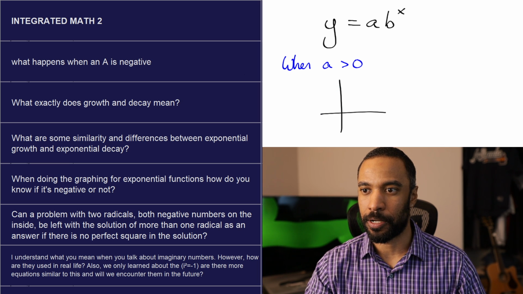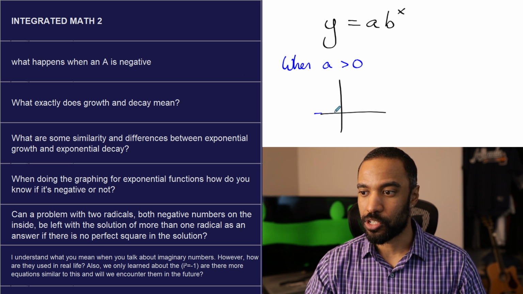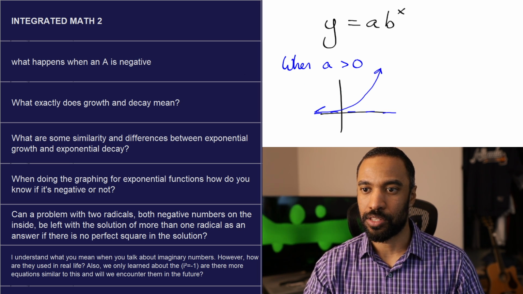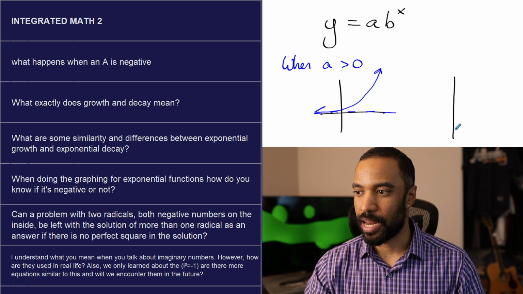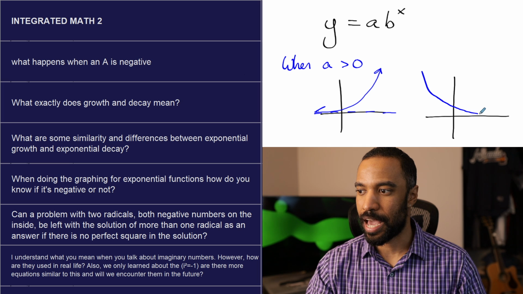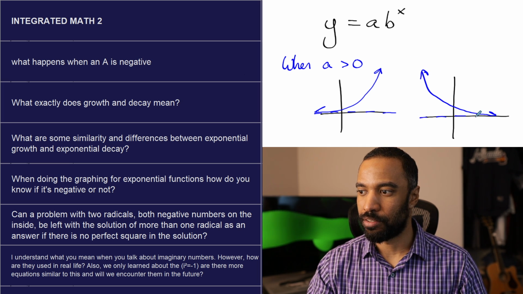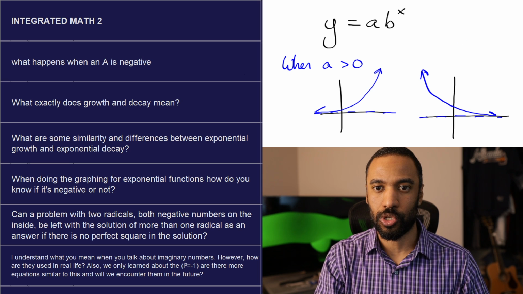It's going to be a positive function, which means if there's an asymptote on the x-axis, your graph will be above it. Here's an exponential growth problem when a is greater than 0. And here would be an exponential decay problem when a is greater than 0. It's still above the asymptote, which is on the x-axis, so it is a positive graph. That's when a is greater than 0.